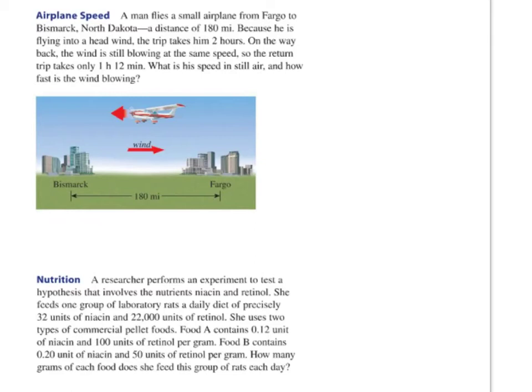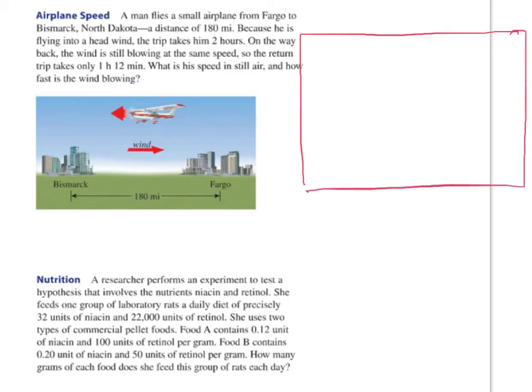Now, I like to solve distance, rate, and time problems by using a table. So I set up a table, and I know that I have 2 trips, so there are going to be 2 rows. For the 2 trips, one of them is going with the wind, and one of them is going against the wind. So I can also differentiate between the 2 trips by saying whether they're from Bismarck to Fargo or Fargo to Bismarck. So let's look at the first one, which is Fargo to Bismarck.